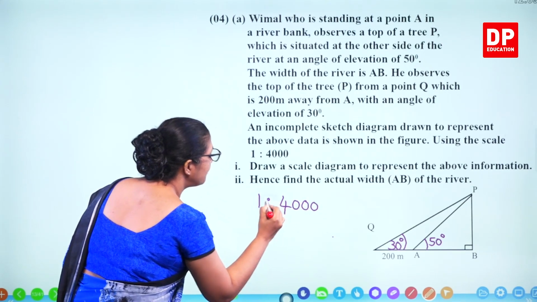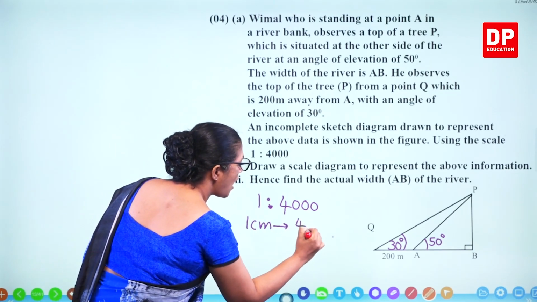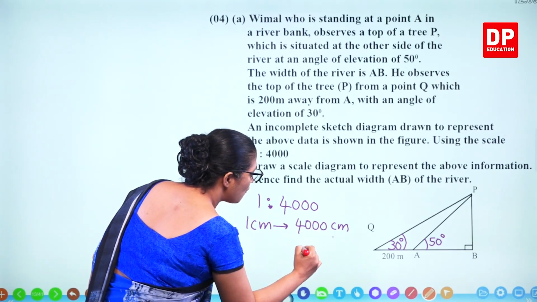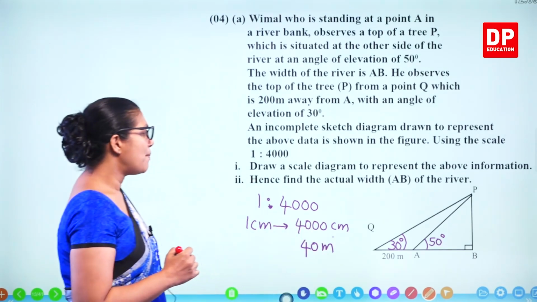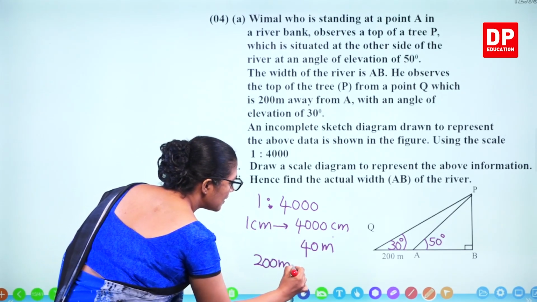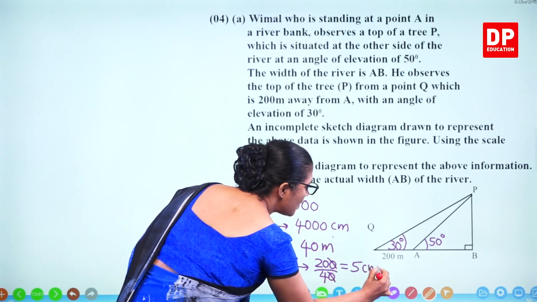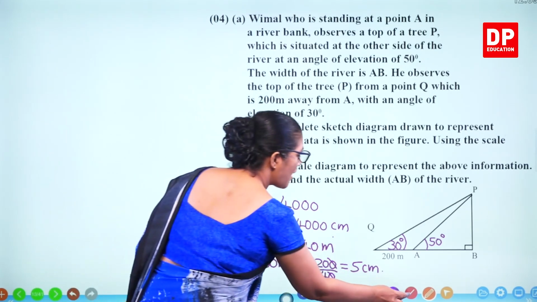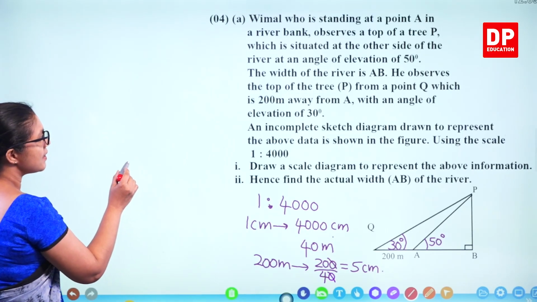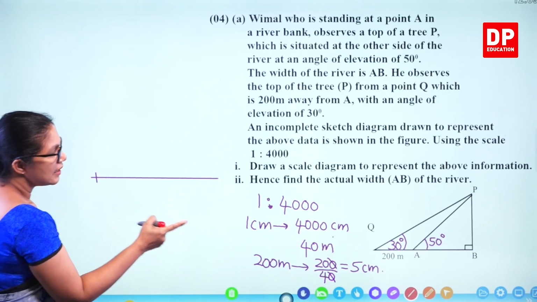You are asked to draw the scale diagram. So what it means? 1 centimeter represent 4000 centimeters. 4000 centimeters convert to meters. Divide by 100. So you get 40 meters. So what about 200 meters? 200 divided by 40. 5 centimeter length we have to take. So we'll try to draw this diagram. So you can take the ruler and first draw a line. And then you can mark the point here, Q.